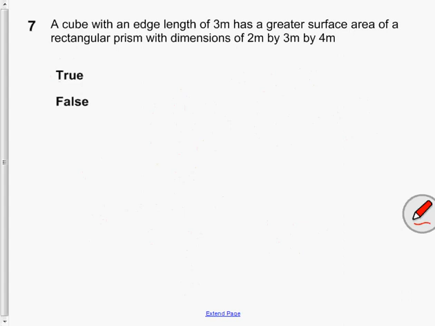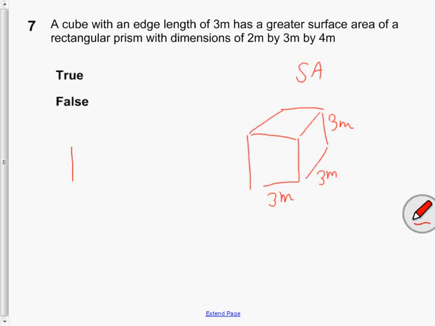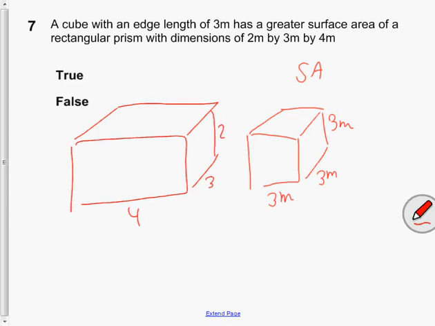A cube with an edge length of 3 meters. So I'm going to draw a cube here. A cube with an edge length of 3 meters means all of the sides of the cube are 3 meters. The surface area of this cube is greater than a rectangular prism, which I'll do over here, which is 4 by 3 by 2 meters.